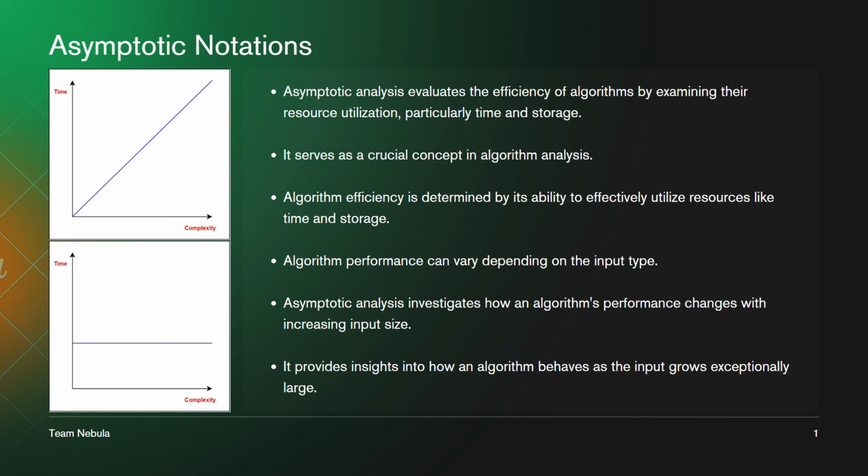As you might have noticed, the performance of an algorithm can vary with different types of inputs. As the size of the input increases, the algorithm's performance might change significantly. The study of how an algorithm's performance changes with the increase in the size of the input is what we call asymptotic analysis. It allows us to understand how an algorithm behaves as the input becomes extremely large, and it is a fundamental concept in analysis of algorithms.